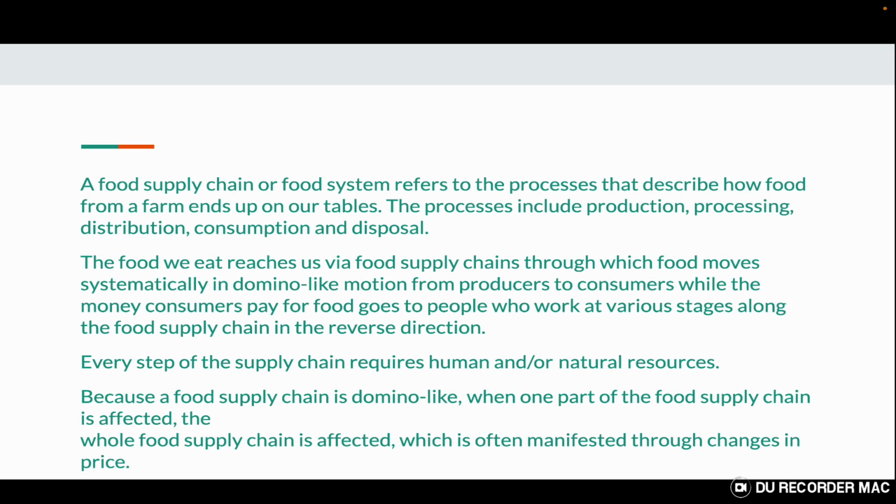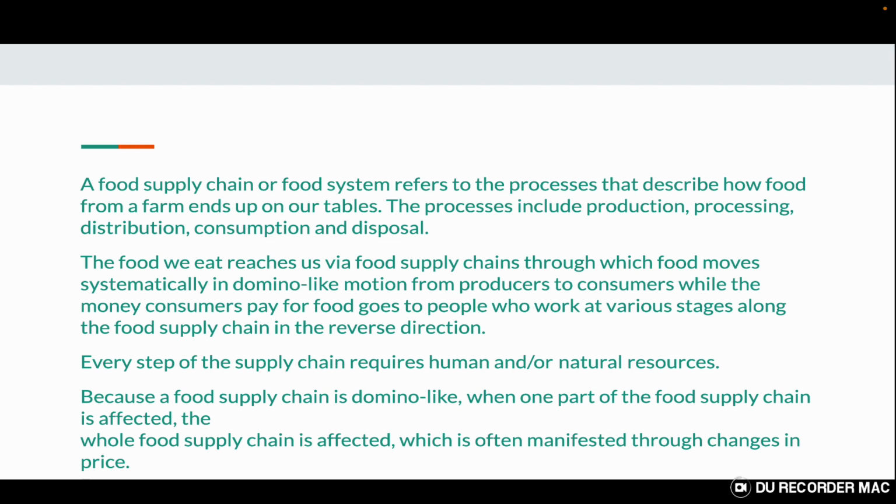So overall, within this subject, we'll be looking into understanding what a food supply chain or a food system is, and how food is produced from the farm and how it reaches the tables of consumers. We'll be looking into understanding the processes such as production, processing, distribution, consumption, and disposal. Basically, looking at the whole supply chain and also the end life of the product.